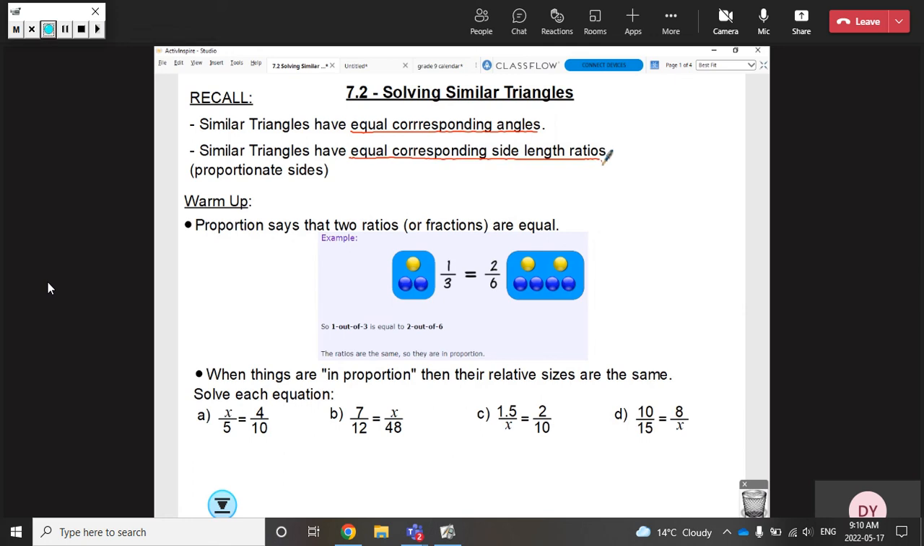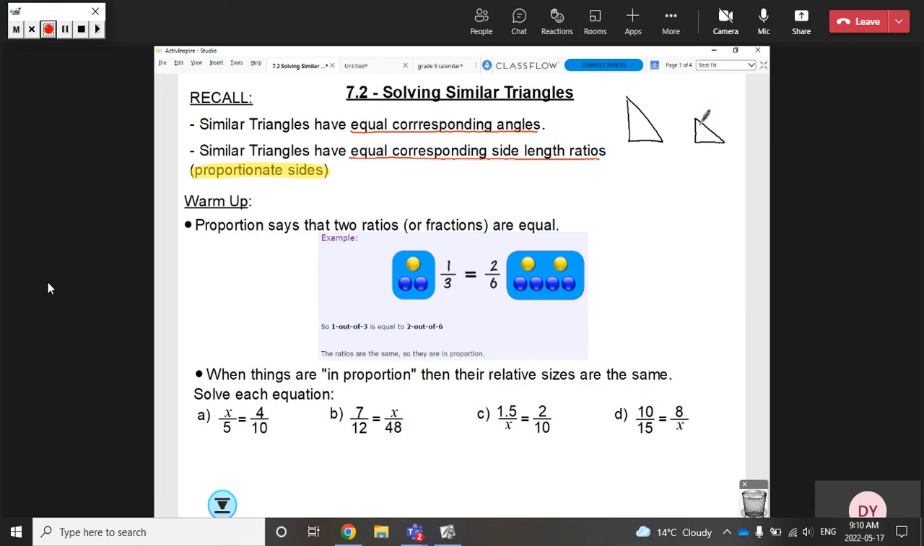Now, similar triangles also have equal corresponding side length ratios. And then what I said was, they don't have equal side lengths. No. If they had equal side lengths, they would be congruent triangles. But it's the proportion that is equal. So maybe we can draw a little example of some right triangles. We've got one like that and one like that.